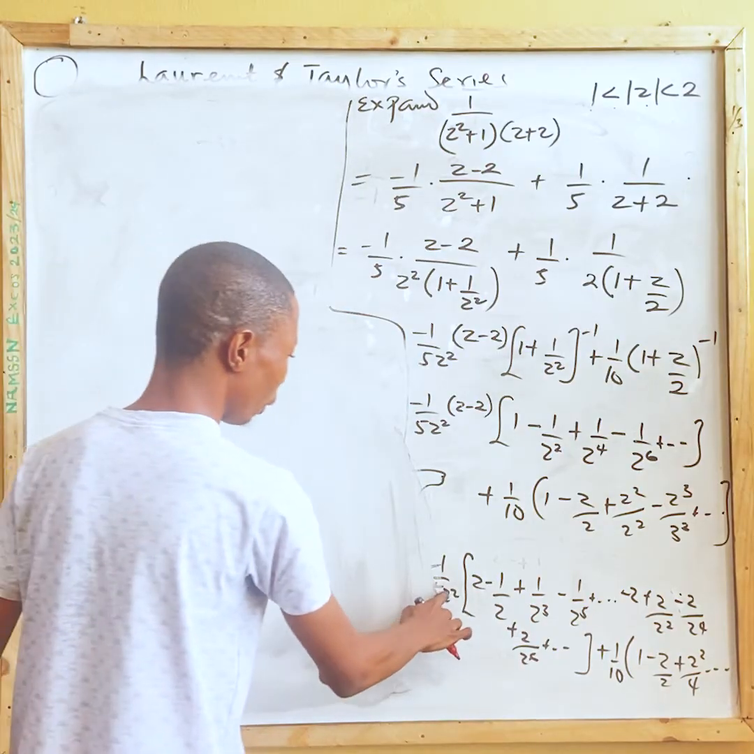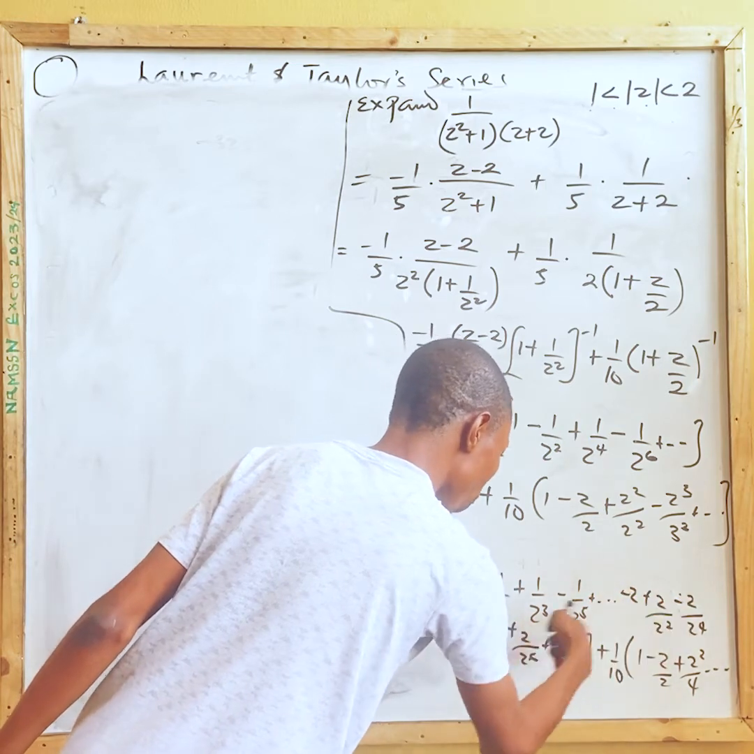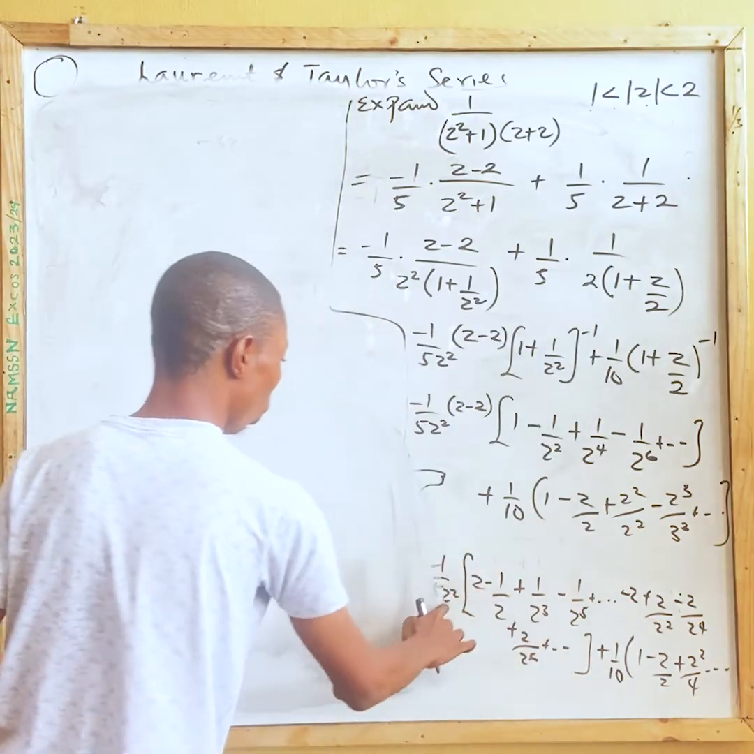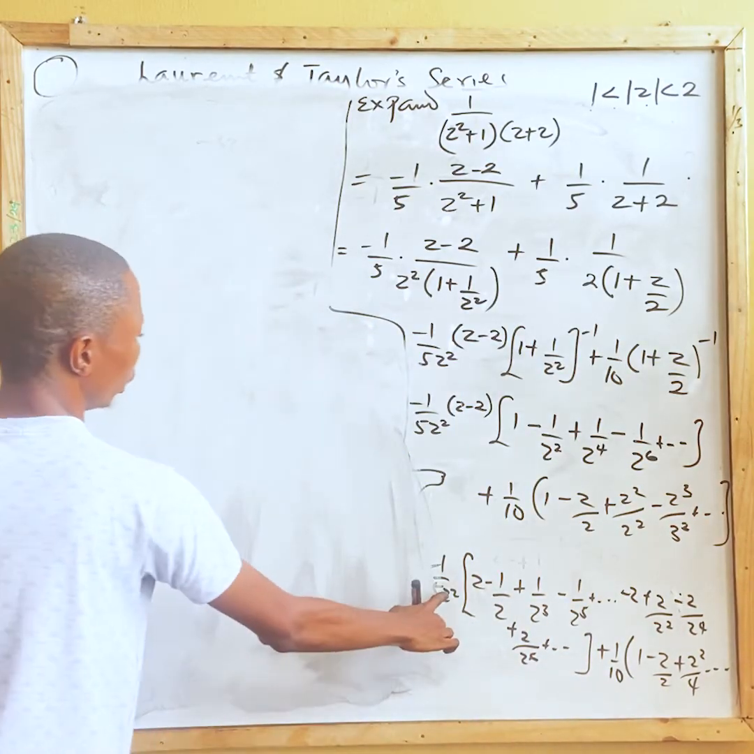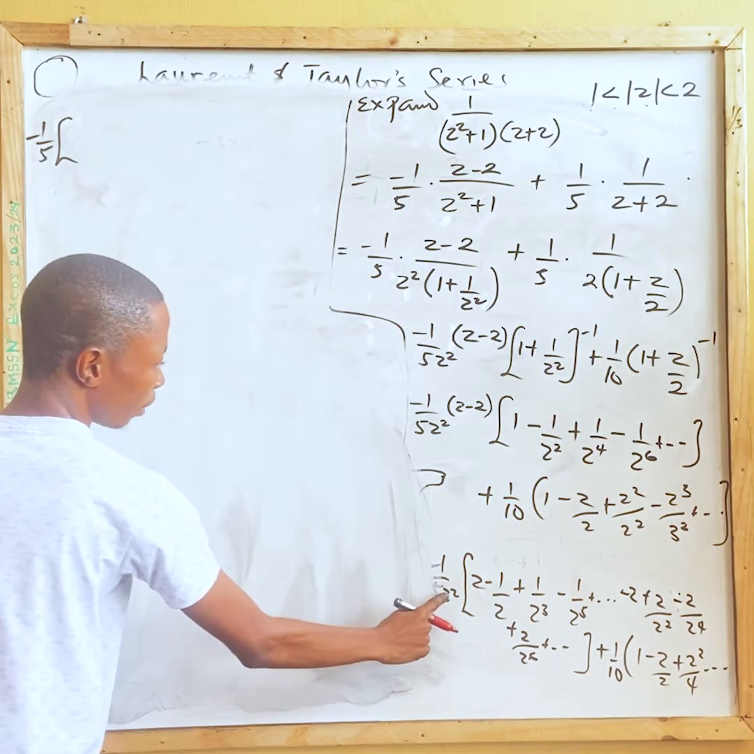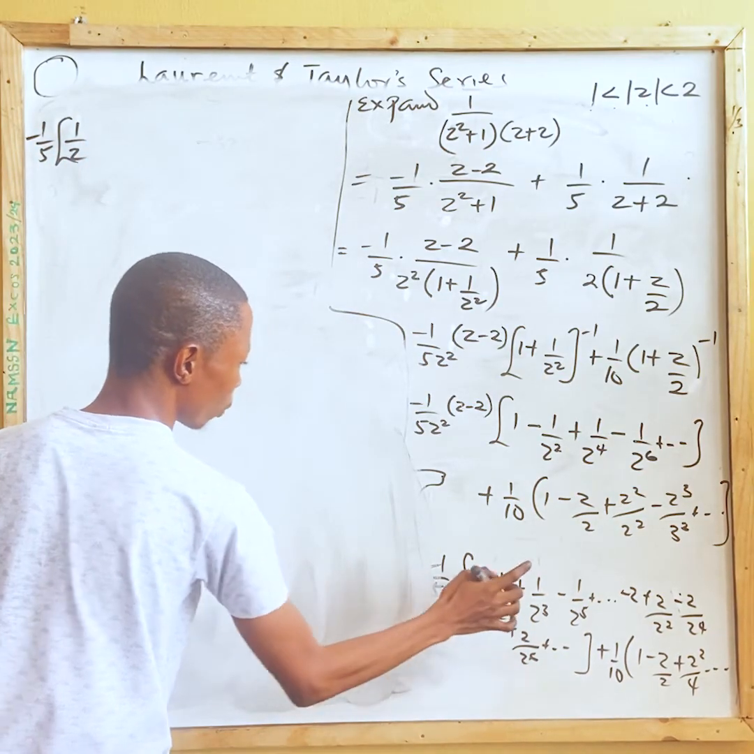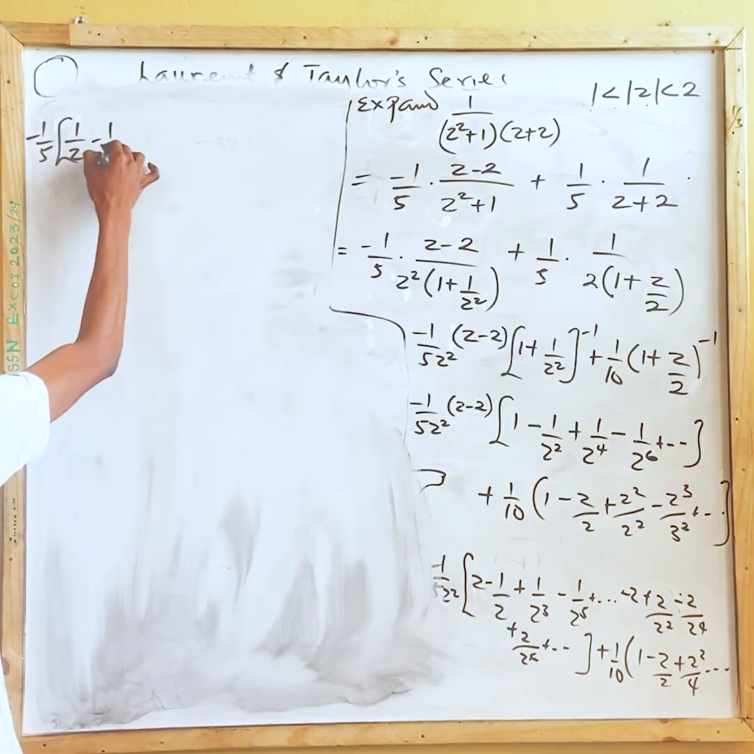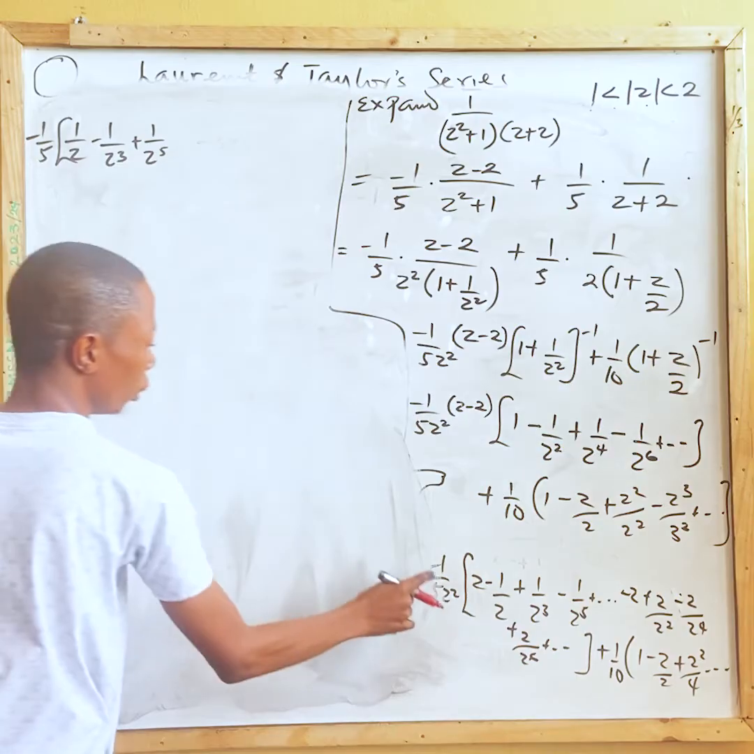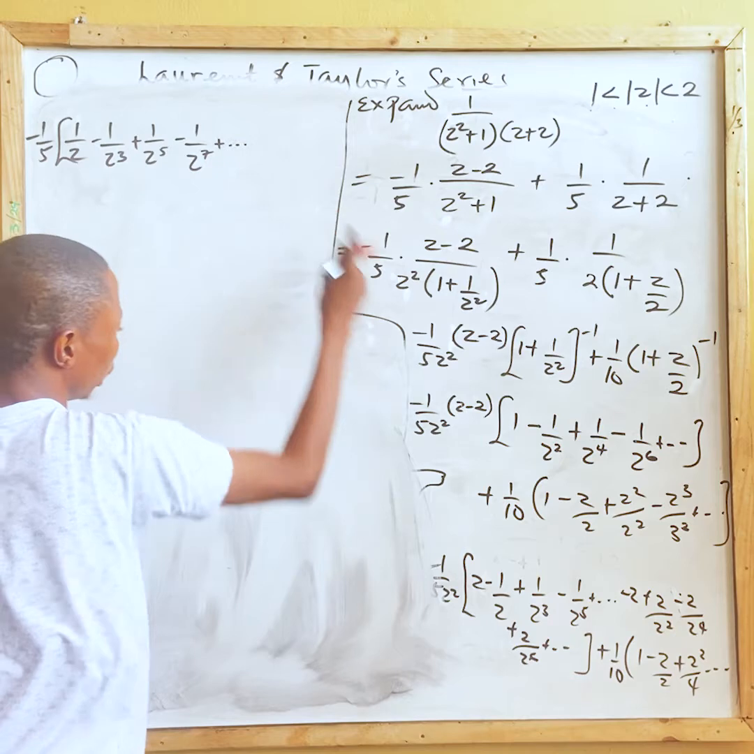If I open this bracket, is there any like term that we can add or subtract? No, this is z squared. They do not have anything in common. So open the bracket with division by z squared. I'm going to have minus 1 over 5 outside, divided by z squared times z. That will be 1 over z. Divided by z squared times 1 over z, that's 1 over z raised to power 3. This times this, 1 over z raised to power 5. This times this, 1 over z raised to power 7, and so on like that.